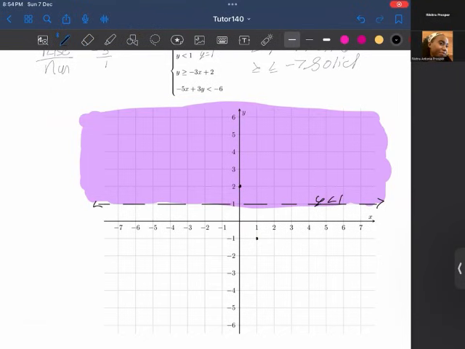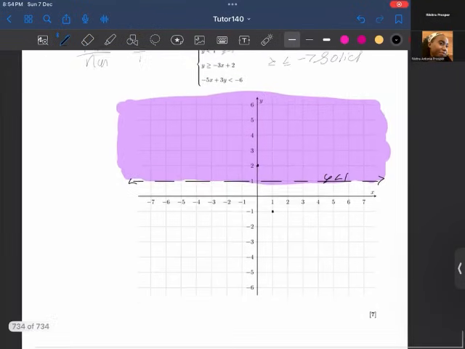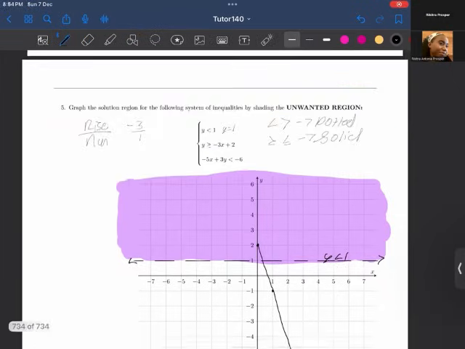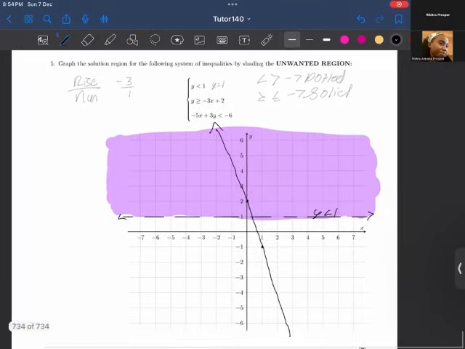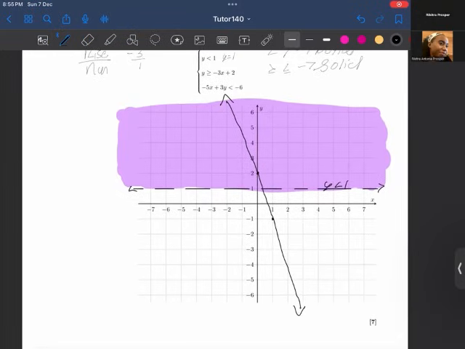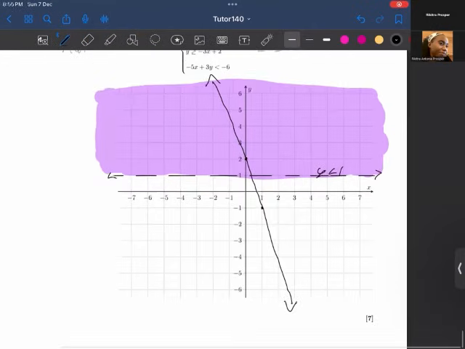right? And this is a greater than or equal to symbol, so we could do the line solid. Try to have a ruler, so you could do it with a ruler. And we're just going to plot the original question. Write the original question. So y is greater than or equal to -3x plus 2.